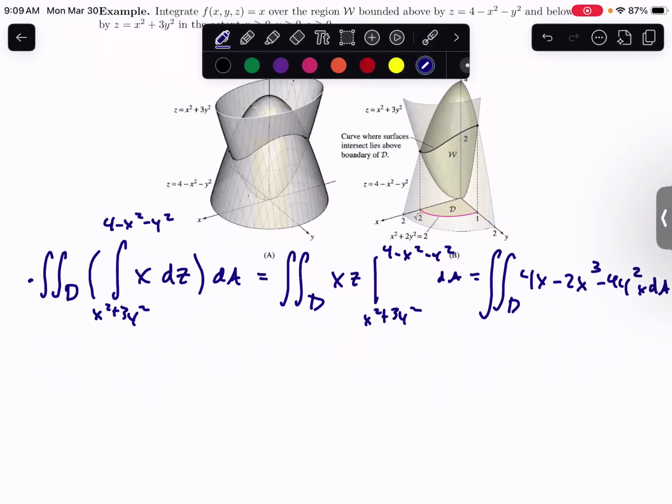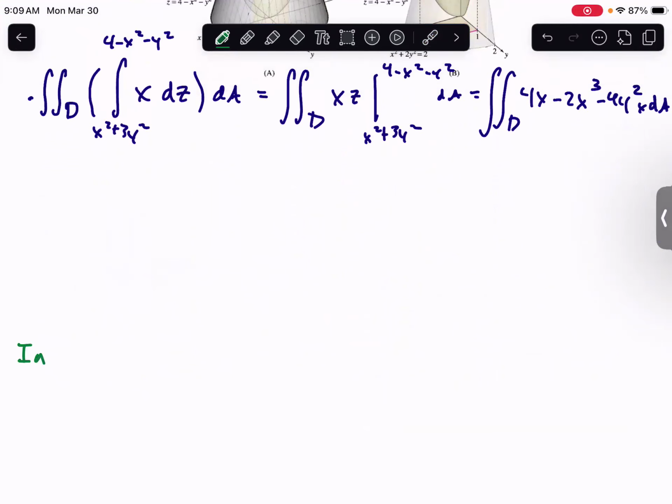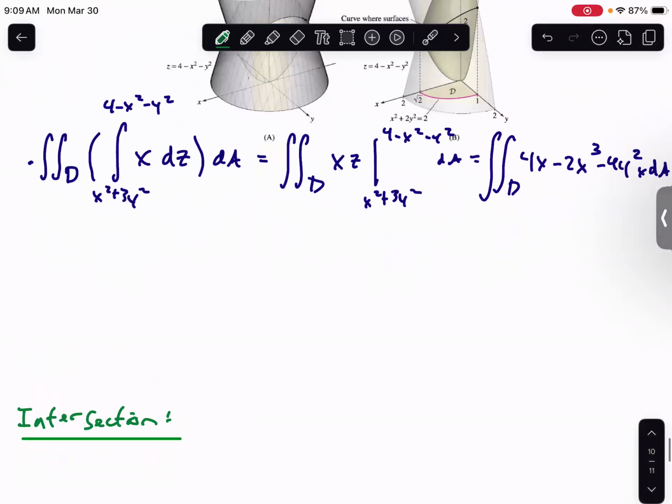So we're going to find the intersection, and maybe I'll do it down here, so that I can have the integration computation as a continuous stream. So this is the intersection of the two bounds that we have. We do 4 minus x squared minus y squared, and then we set it equal to x squared plus 3y squared.